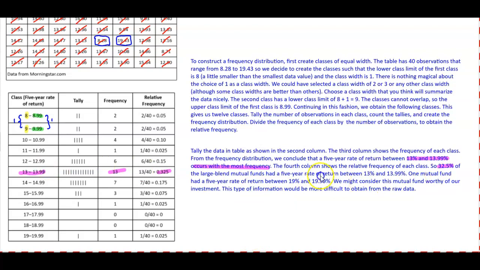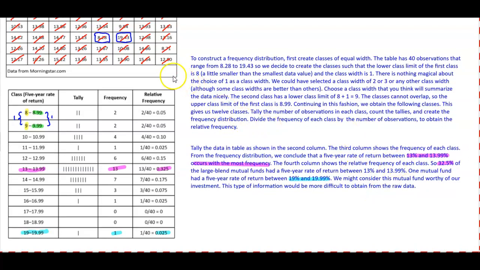Now, one mutual fund had a 5-year rate of return between 19% and 19.99%. So if we take a look, what was the one in between 19 and 19.99? That's over here, and we know we end up getting 1. So that percent was about 2.5%. Now, we might consider this mutual fund worthy of our investment. This type of information would be more difficult to obtain from the raw data.